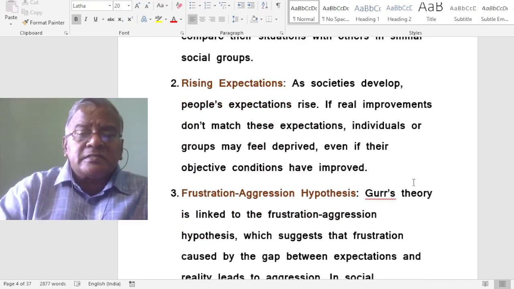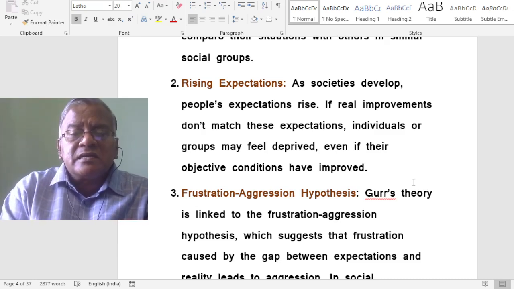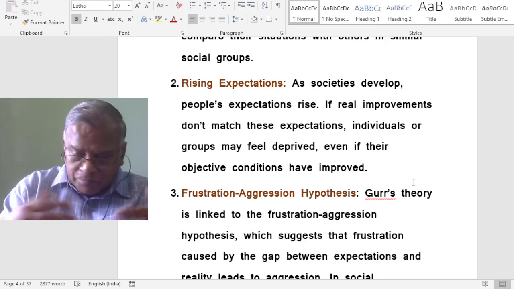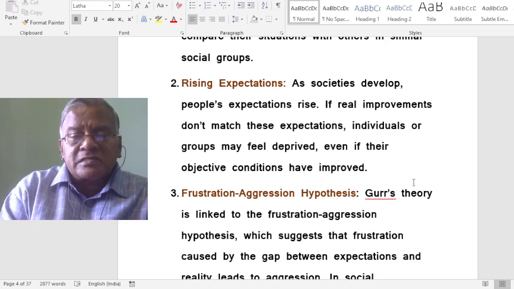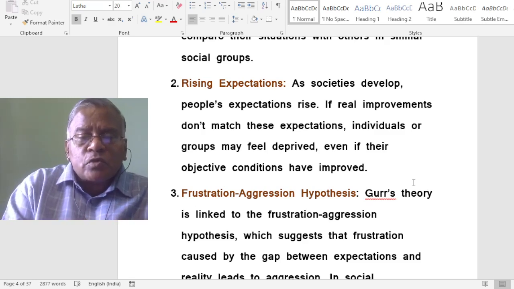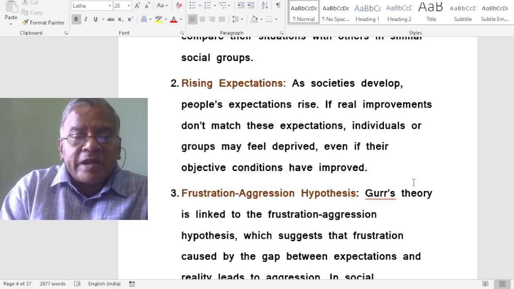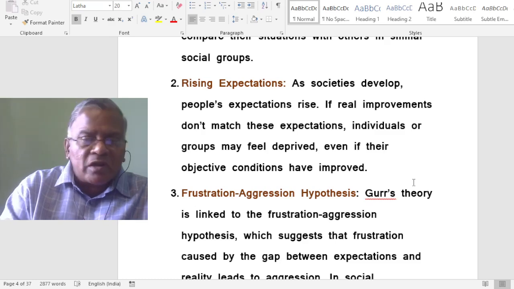Then rising expectations. As societies develop, people's expectations rise. If real improvements don't match these expectations, individuals or groups may feel deprived even if their objective conditions have improved. This is called a concept of rising expectations. Society improves, at the same time people expect also. They have a lot of expectations from the society. If they don't match together, then there is a problem and the people feel discouraged, they feel deprived, and then they begin to rebel against government or anything.